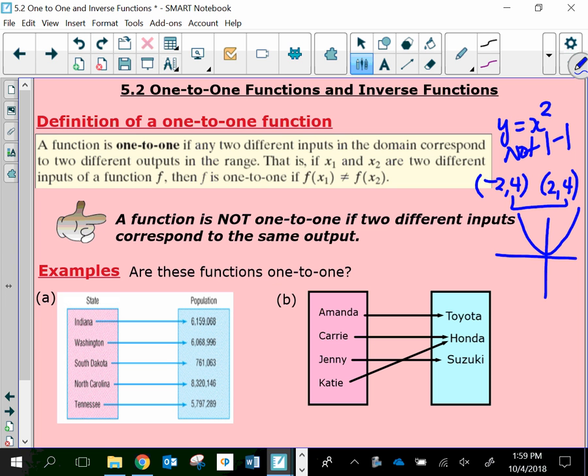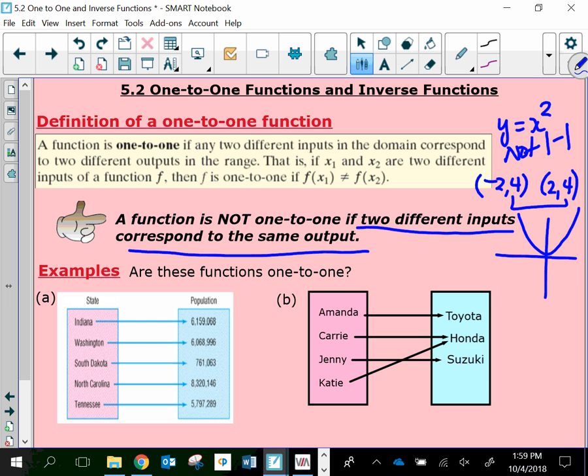Okay. So a function is not always 1 to 1, but a 1 to 1 function is always a function. So, 1 to 1 is just a little bit more specific than any function. Two different inputs correspond to the same output, just like this example that she gave me. We put in a 2, we get a 4. We put in a negative 2, we get a 4. Same output, different inputs.